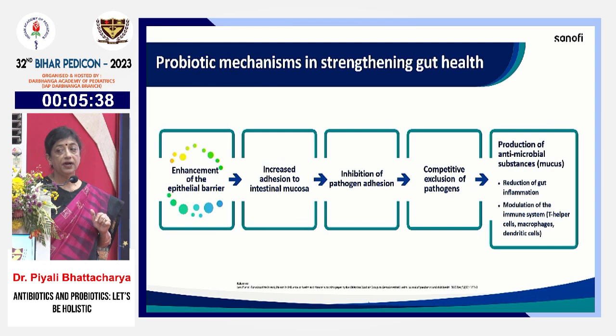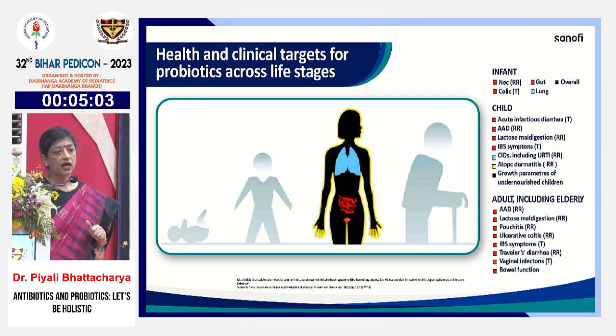So probiotic mechanisms are actually, they enhance the epithelial barrier by their trophic actions. There's an increased adhesion to the intestinal mucosa. There's an inhibition of pathogens. When there is no space and no receptors, how will the pathogens attach? And there is a competitive exclusion of the pathogens. So there is a reduction of gut inflammation, there is a modulation of the immune system, and thereby gut dysbiosis is reduced.